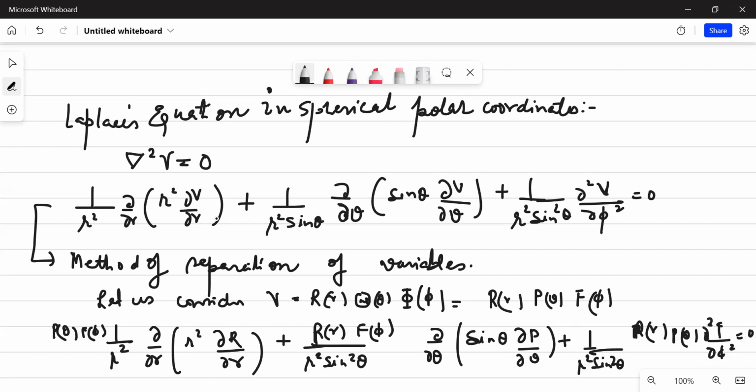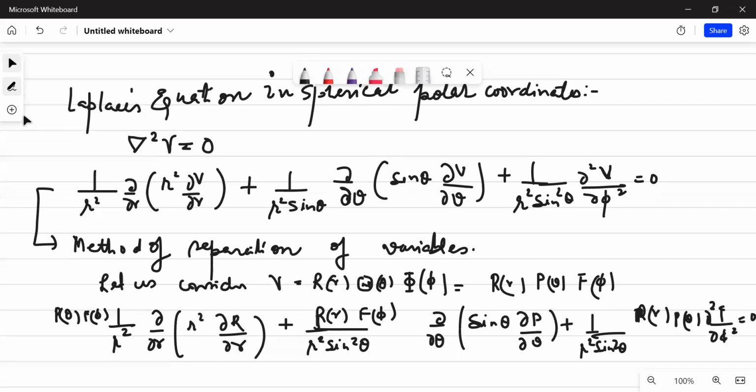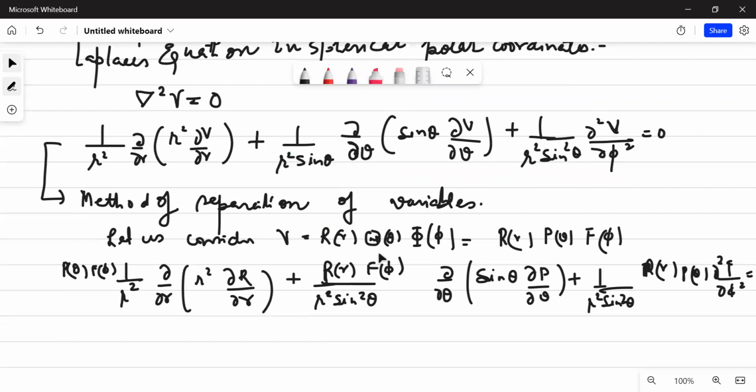Okay. So in the method of separation of variables, we assume a solution which is a product of individual functions. For example, one would be a radial function, another would be a function of theta, another one would be a function of phi. We multiply all these functions, and we say that our potential can be written in this form. So I have made it in an easy notation.